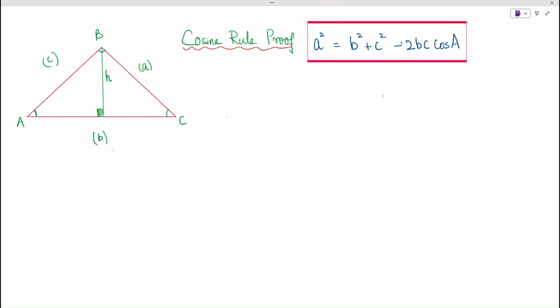Now we will label the point where h meets the base AC as point D to aid our explanation, and we're going to label AD as x, so we'll take that length as x, and we'll take the length of DC as b minus x. Now we will take into consideration triangle ABD.